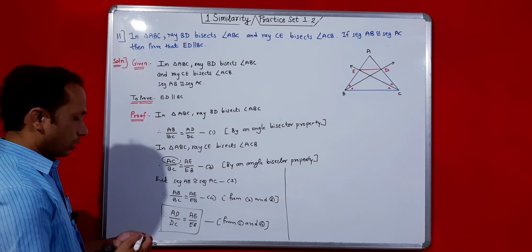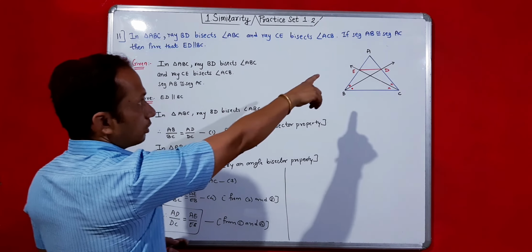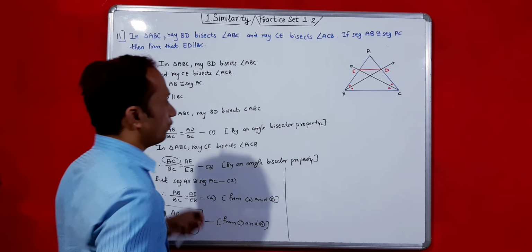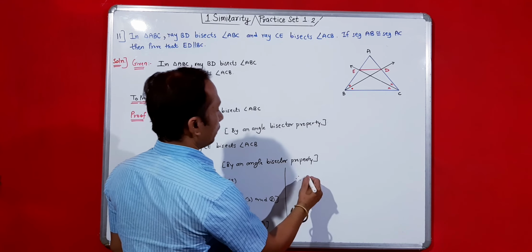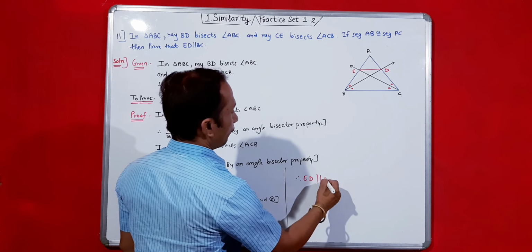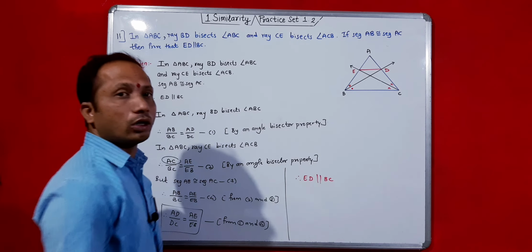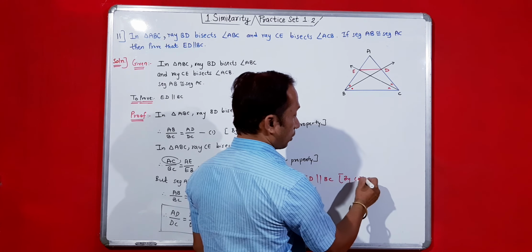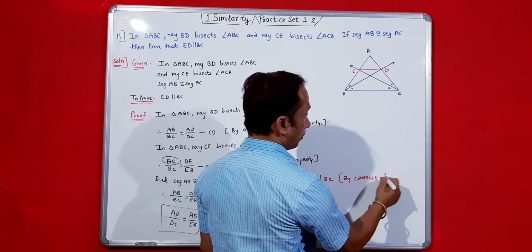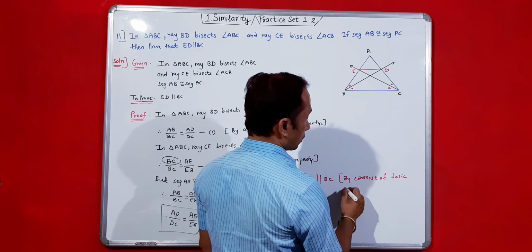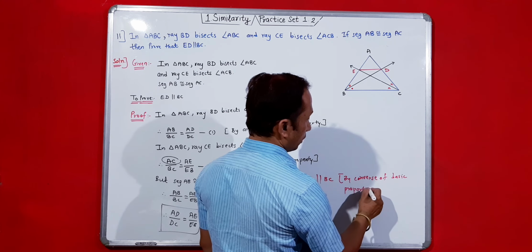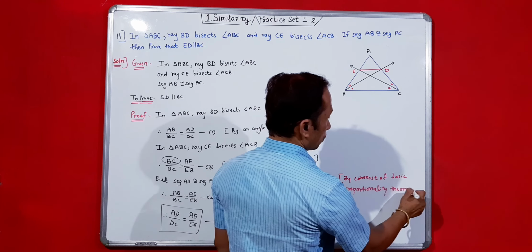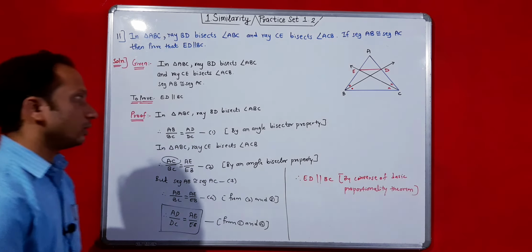If AD upon DC is equal to AE upon EB, then we know that, therefore I can write that ED is parallel to BC. What is the reason? By the converse of basic proportionality theorem. Okay, so this is the final proof. We get the proof.